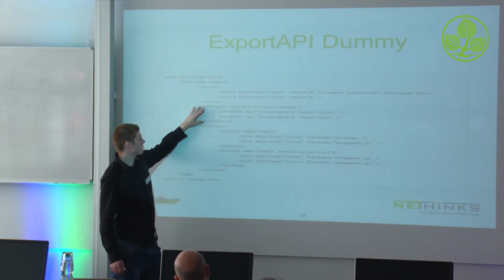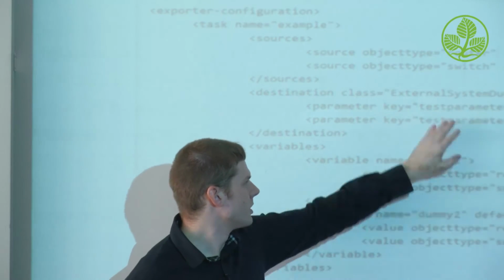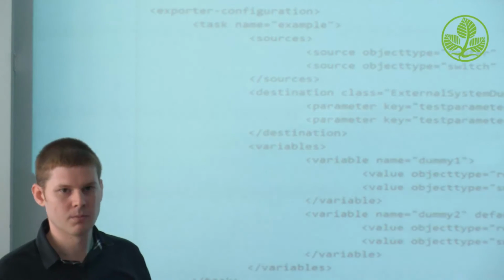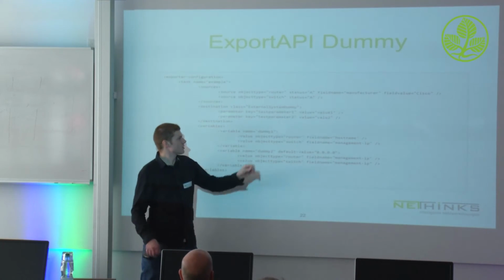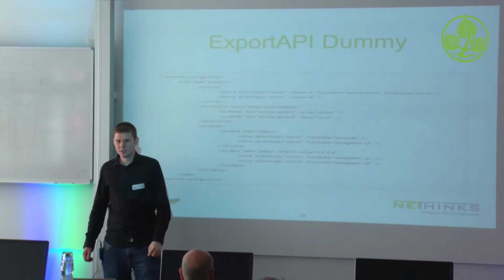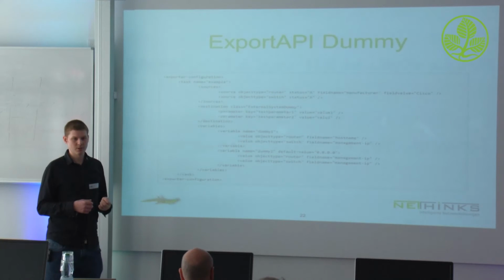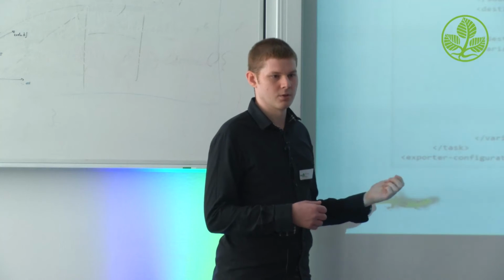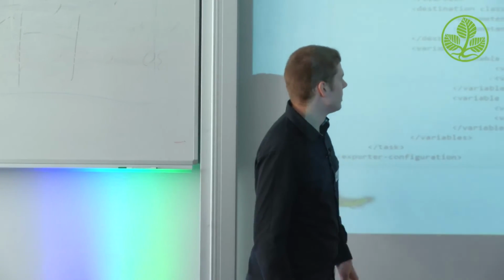The next part is the destination part, which defines the external system. Here it is dummy. I will show you an example for OpenNMS on the next slide. And each external system has some parameters which we can use or which it needs. For example, for OpenNMS, we need a user and a password for the REST API or a URL, which is configured here.